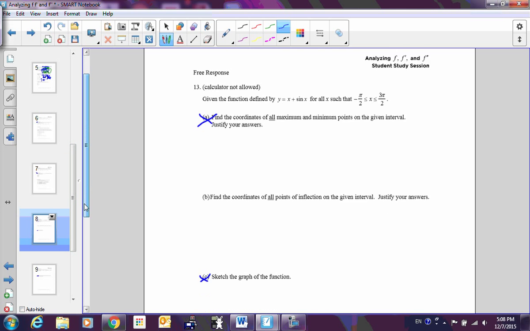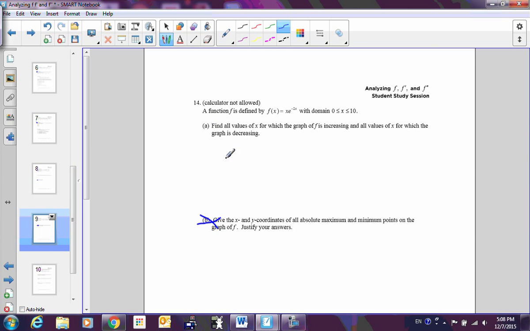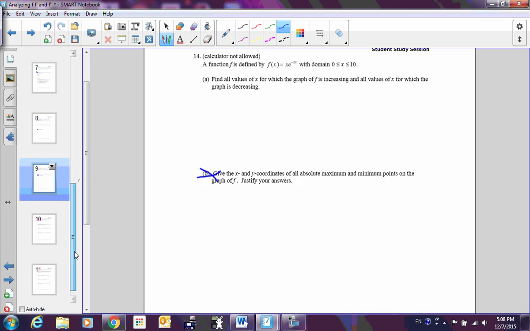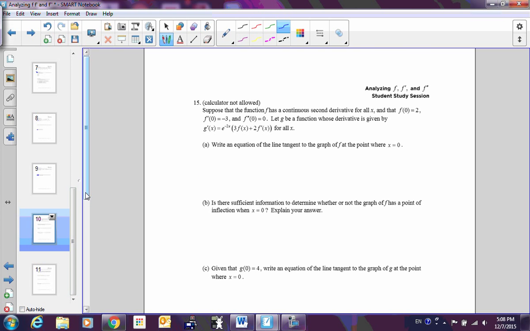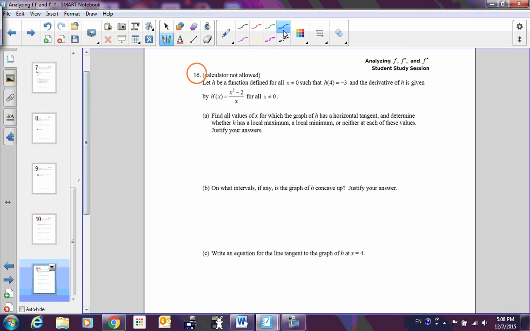You can skip 13, A, and C. I do want you to try to do 13. I know that it's a trig problem, but I want you to try to do 13B by yourself. 14, I want you to do part A by itself, but you can skip part B. 15, I want you to try to do all of that one. And then 16, we're going to do together.